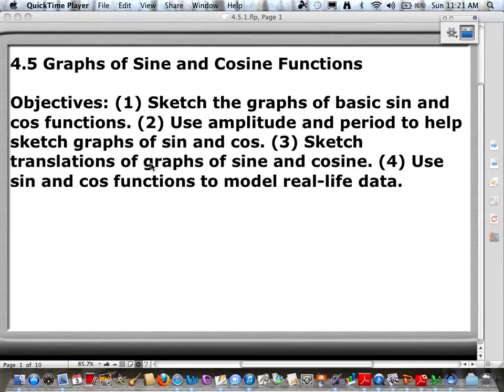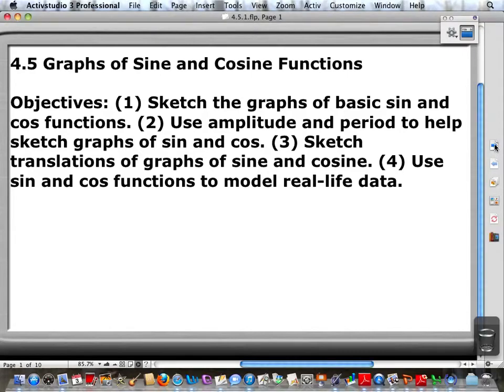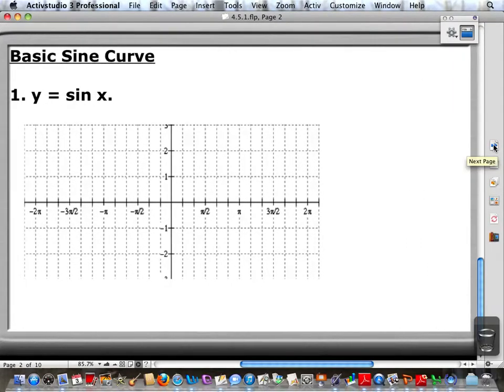Alright, in section 5 we're going to look at the graphs of sine and cosine functions. So we'll be spending a few days on this topic, graphing some basic sine and cosine functions, and then looking at how changing the amplitude changes the graph, and how changing the period does too. We'll look at those transformations and how we sketch those graphs when those things have been affected.